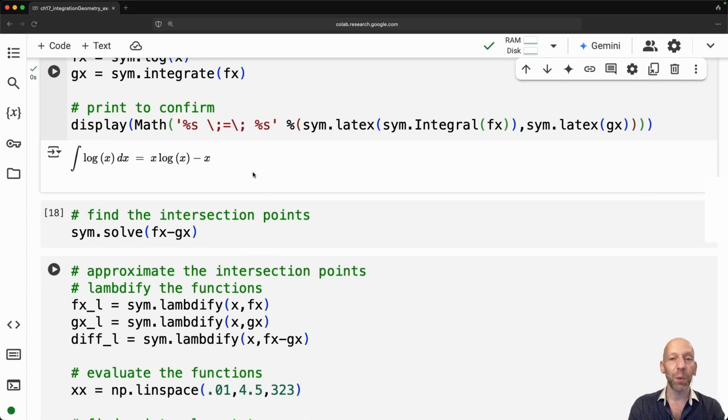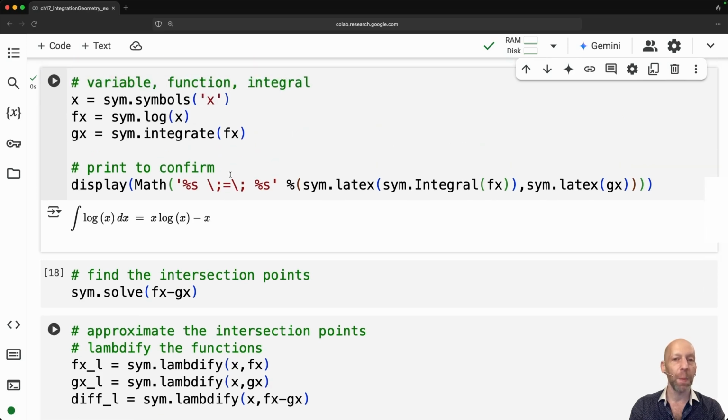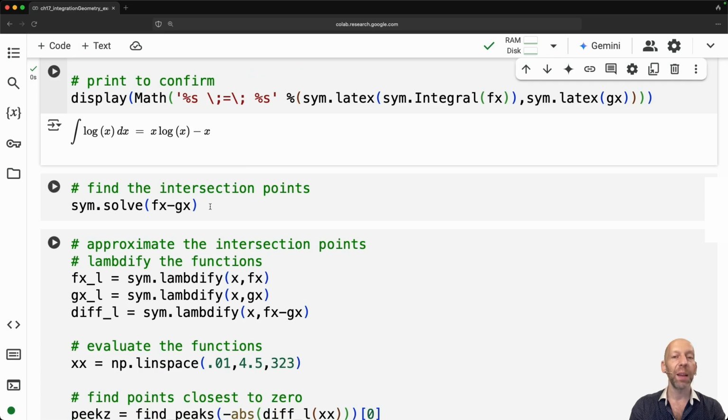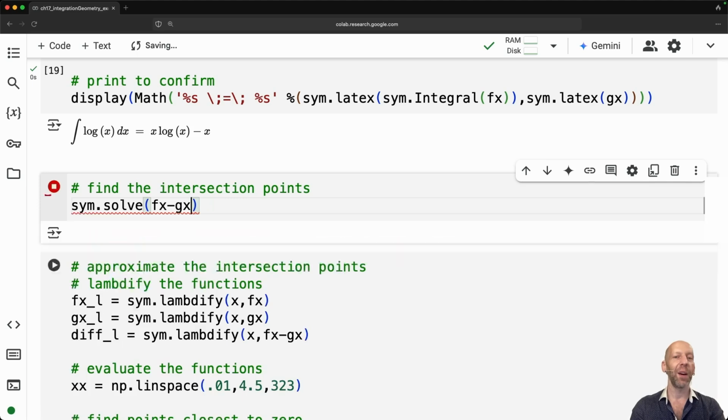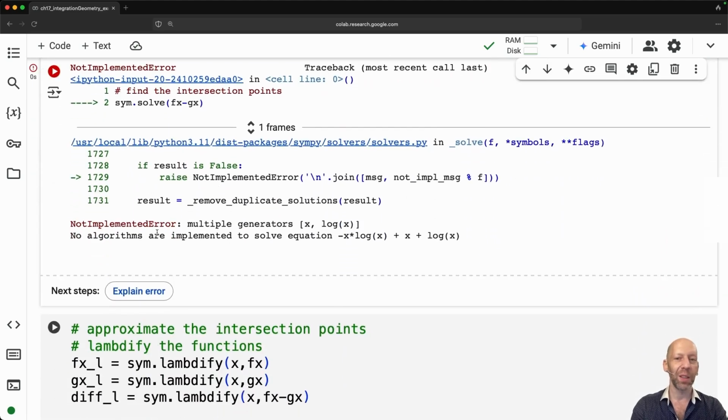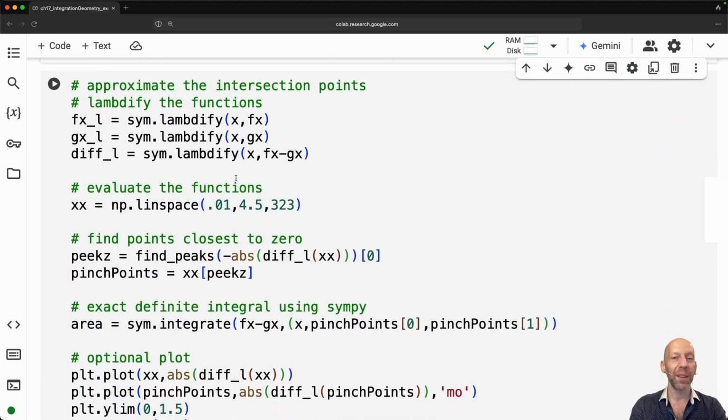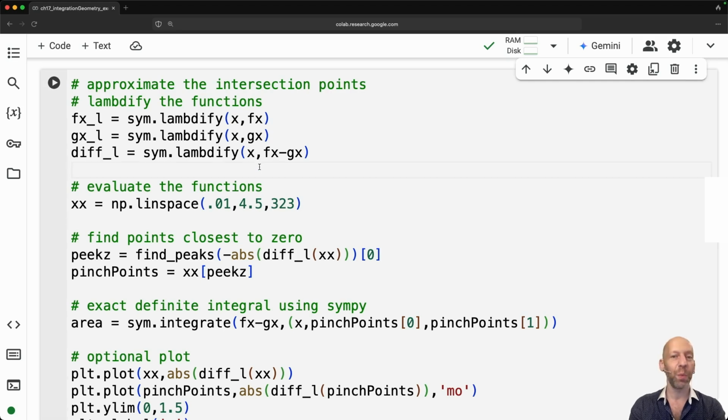Okay, so in theory, what we want to do is find the intersection between the function and its antiderivative, so between f of x and g of x. And what that means is finding the x values where the functions are equal to each other, which we can reinterpret as saying f of x minus g of x equals 0. So we want to solve for this equation. Okay, and now it turns out that SymPy is just not able to do that, which is fine. We are going to approximate a solution, or two solutions for the two pinch points.